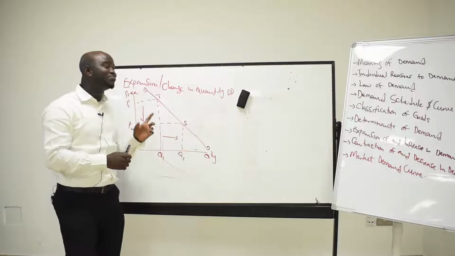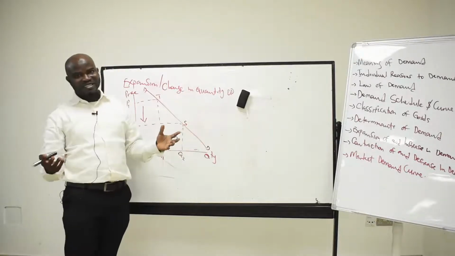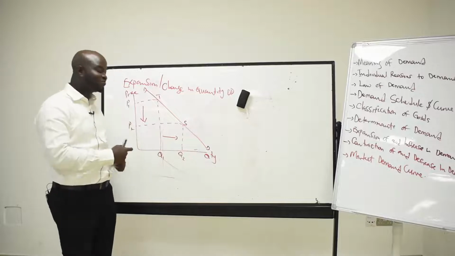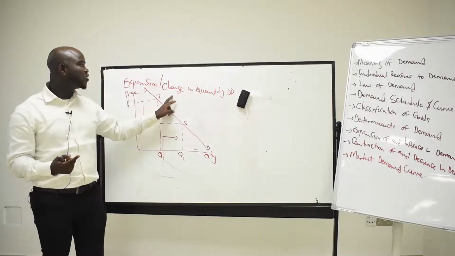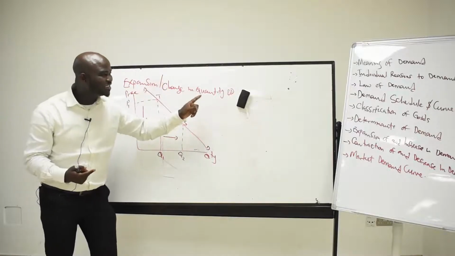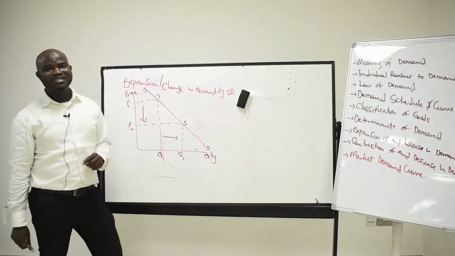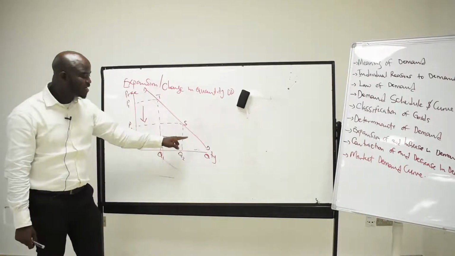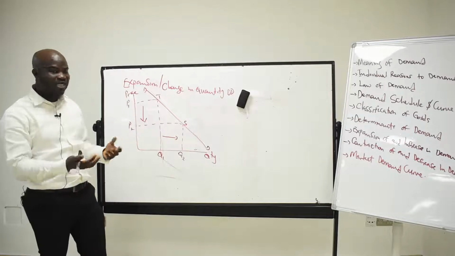That means it's only the price of the product itself that can bring about the change in quantity demanded. It's only the price of the product itself, and it's a movement along the demand curve. We call it change in quantity demanded. That is the movement along the demand curve. We can have more than 3, we can have 4, depending on the demand.